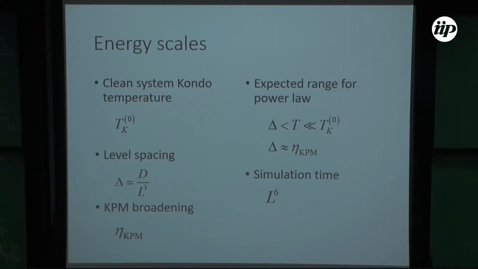So, energy scales. Okay, we have the Kondo temperature in the clean system. D is the bandwidth. This is the number of levels. So this is the level spacing. There's the KPM broadening, eta KPM, not to be confused with eta. The expected power law range is this. So we need to make sure, basically the lower limit for what we can study will be set by the system size. And we need to make sure that eta KPM is at least as small as delta. We could make it smaller, but there wouldn't be a lot of point because we would start looking at mesoscopic effects. And it would be outside the range of the temperatures that we're trying to resolve. So we take eta KPM roughly equal to delta, or slightly smaller.